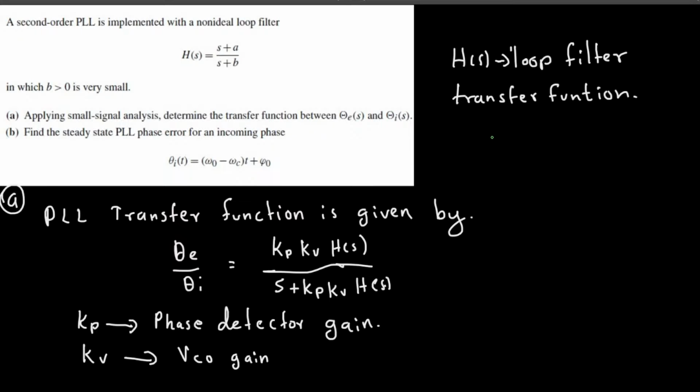And h of s is also given, that's equal to s plus a over s plus b. So now we have the h of s value. We have the equation for the transfer function, that's theta e over theta i. Here, instead of this h of s we can substitute this one, and let's see what happens. Okay, I'm going to continue this on my next page.